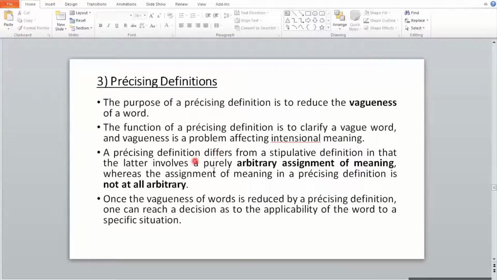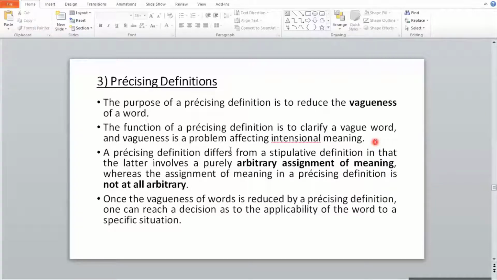The precising definition differs from the first type of definition, that is stipulative definition, which means the stipulation. In the case of stipulative definition, there is arbitrary assignment of meaning. In the stipulative definition, we simply, arbitrarily assign meaning. For example, when you find tiger, lion, that's an arbitrary assignment of the meaning.